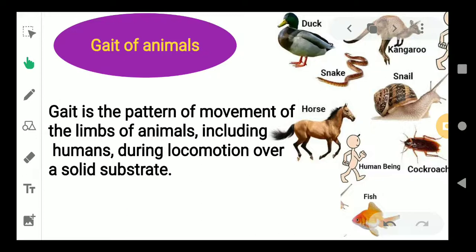Humans use their legs to walk. Humans have only 2 legs, but horses have 4 legs. How are cockroaches moving? They have legs different from those of horses and humans. How are snails moving? They are crawling. How are fishes moving? They are swimming. So, different animals possess different patterns of movement. Let us discuss them in detail.